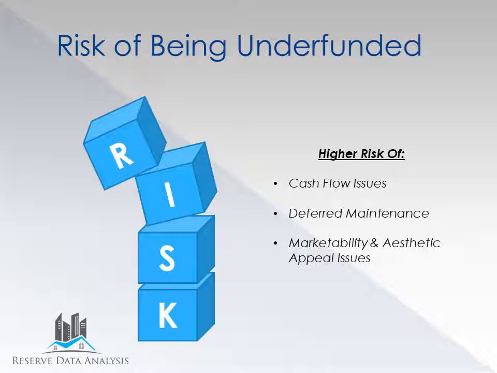Marketability and aesthetic issues. When the fully funded balance is not reached and there isn't money in the reserve account to pay for these projects, oftentimes they're deferred. When they're deferred, things start to look aesthetically unappealing. You may have peeling paint, you may have a tarp on the roof, you may have siding that's rotting, you may have potholes in the asphalt. Whatever the case is, those all have an impact on the current membership and any potential buyer that comes into the community.